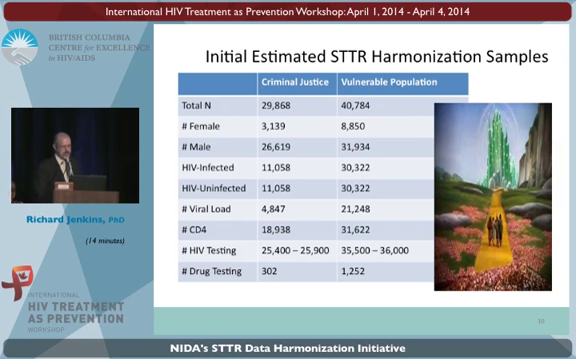Our initial estimates of the samples, as you can see, are quite large, with total N's of almost 30,000 people across the 12 criminal justice studies, over 40,000 people in the vulnerable population studies. And the vulnerable populations studies have more in the way of HIV positive people at baseline, which helps explain the differences in terms of viral load and CD4 that we see as potential samples.